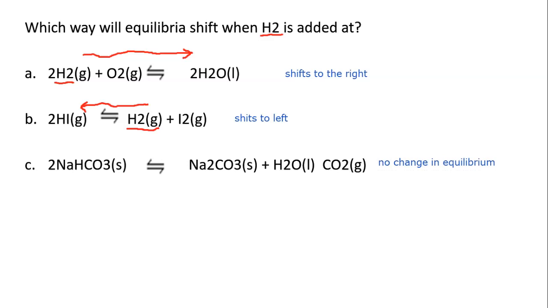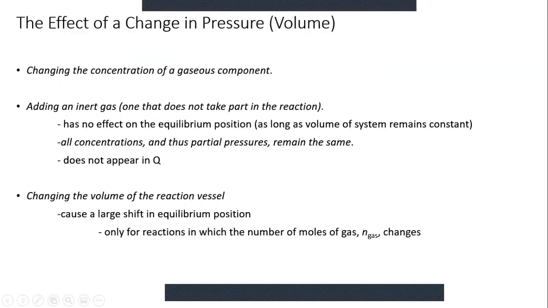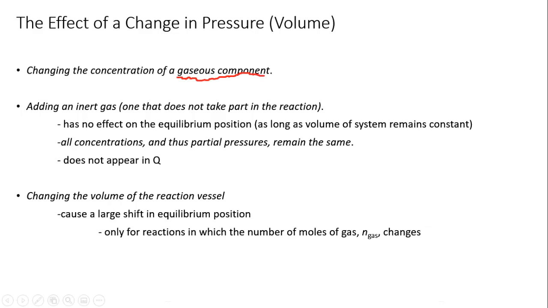Let's look at one more example, I believe we have. Oh, no, we don't. That's coming up later. So we talked about concentration. You add a reactant or product, it shifts to the opposite side. You remove a reactant or product, it shifts to that side. Now we're going to talk about pressure and volume changes to a system at equilibrium. And this only affects those reactions with gaseous components. So if you don't have a gaseous component in the equilibrium equation, then pressure and volume will not affect equilibrium.